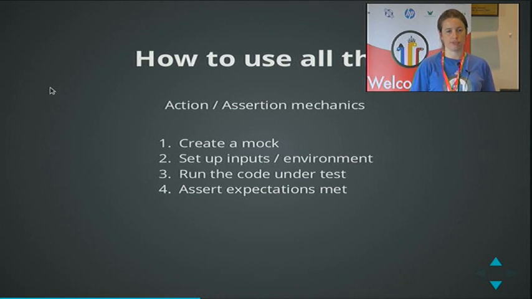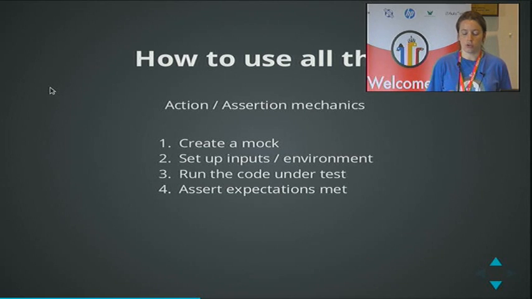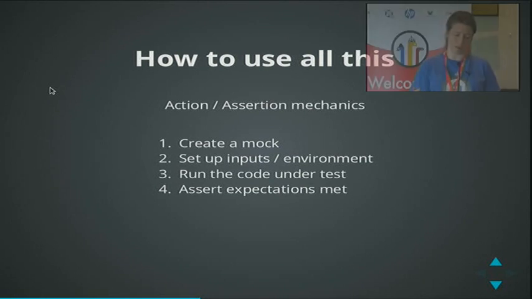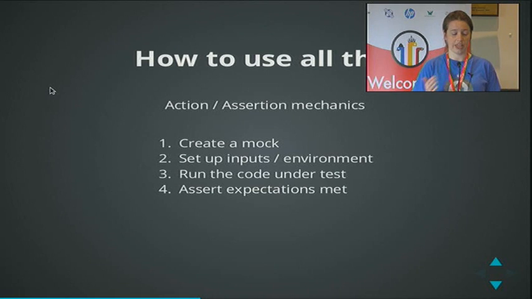We've looked at a lot of the features of mock objects. Let's see how we actually use those in tests. Broadly speaking, we use what are called action assertion mechanics. So we create a mock, we get it into the right place, then we set up the inputs, the environment that the code is going to run in, then we run the code that we're testing, and then we check that our expectations of what happened are all met. So let's have a look at how we get that mock into place.